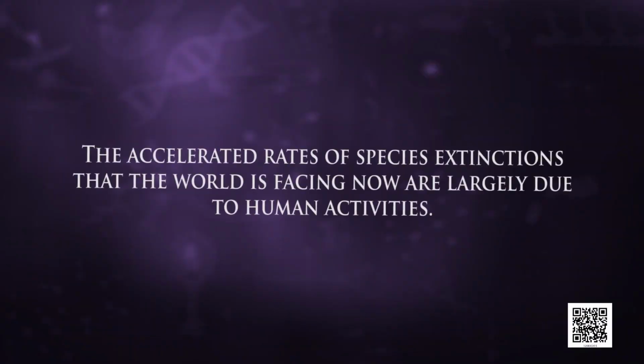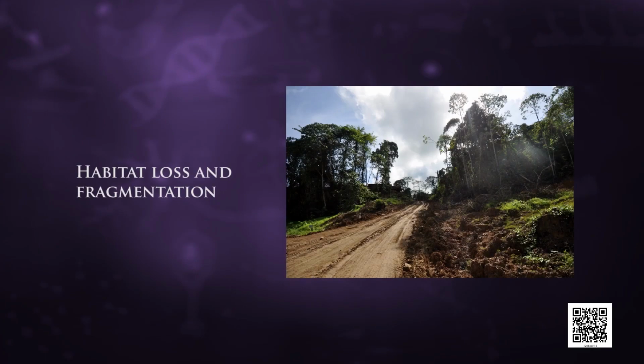The accelerated rates of species extinction that the world is facing now are largely due to human activities. There are 4 major causes, which is also called the evil quartet. The first one includes habitat loss and fragmentation. When natural habitats are eliminated for agricultural or urban development, the number of species in those habitats drops, and some species may become extinct.